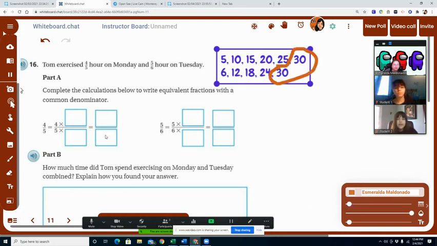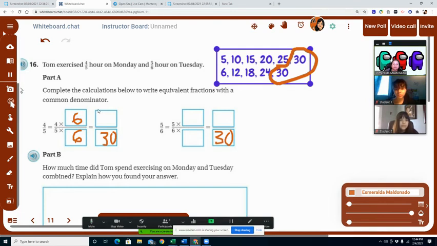Okay, so here our denominator is going to be 30. So I'm going to write it in the denominators of my equivalent fraction. And now I need to say, okay, 5 times what number equals 30? I can look at my multiples, 1, 2, 3, 4, 5, 6, right? 5 times 6 equals 30. If I multiply my denominator by 6, I multiply my numerator by 6.